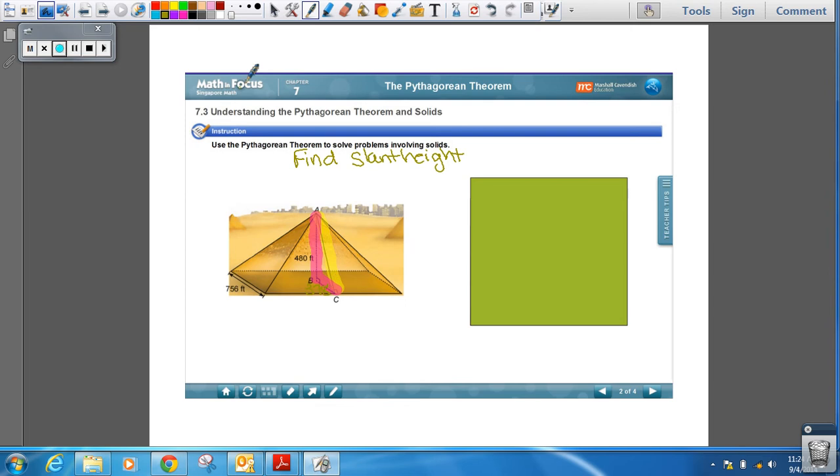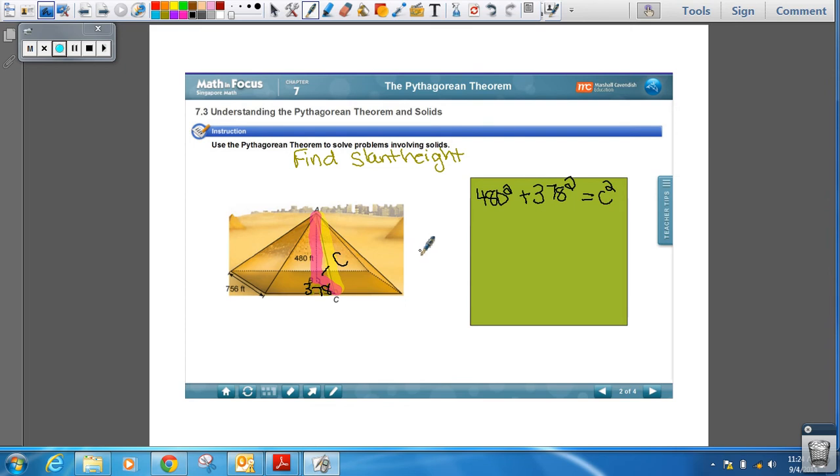And that's really hard to read. So we'll do that one more time. 378 is the second leg. So we have a right triangle. We're trying to find the hypotenuse, which is C. We do 480 squared plus 378 squared is equal to C squared.